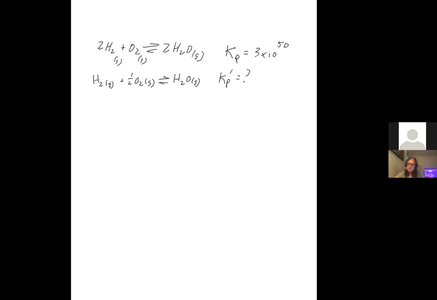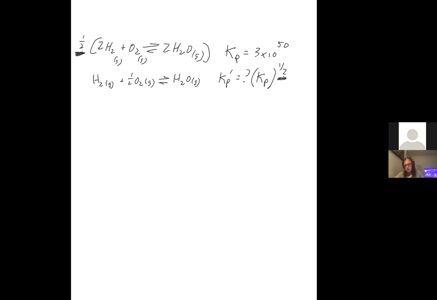So the way you would deal with that, how do you know I multiplied by half? What do you mean? I divided by 2, but dividing by 2 is the same as multiplying by half. We don't want to talk about it in terms of division, we want to talk about it in terms of multiplication. So if I multiply everything by half, what do we do to Kp? We raise it to a half, right? Whatever I'm multiplying the equation by, that becomes the exponent.